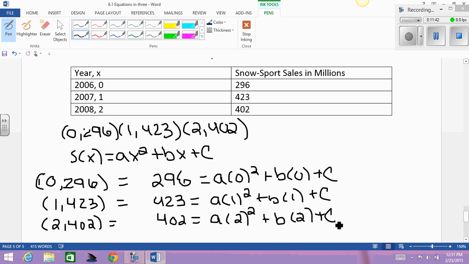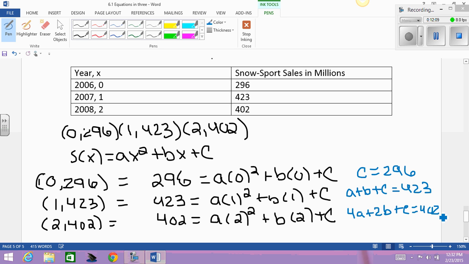So what this actually gives me is some equations. I get c equal to 296. I get a plus b plus c equal to 423. And I get 4a plus 2b plus c equal to 402, just by doing out this math. Then we would have to go through and solve this system. So let's go ahead and do that.